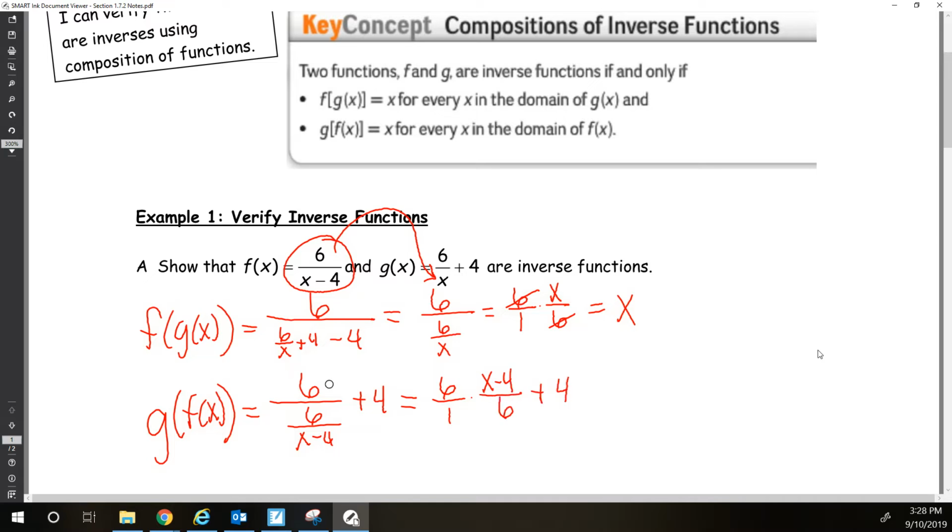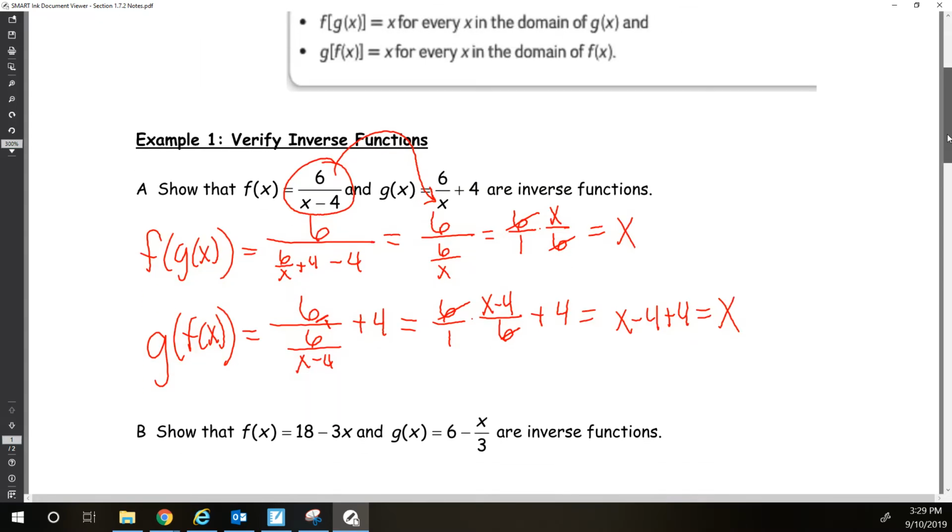Doing the same thing, I got a fraction. Remember, this is 6 over 1, really. So a fraction divided by a fraction. I take the first fraction, multiply it by the reciprocal of the other one, where we flip the second fraction. When we do that, the 6's will cancel out, and I'm left with x minus 4 plus 4. Minus 4 plus 4 is 0, so this is equal to x. Since f of g of x is equal to x and g of f of x is equal to x, then we have shown that these two are inverses.